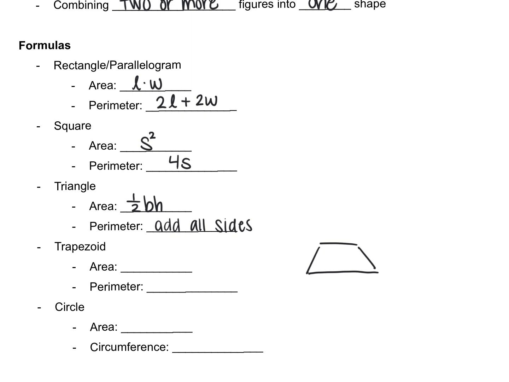So the area of a trapezoid is very similar to the area of a triangle. You're going to have 1/2, and then you're going to add your 2 bases and then multiply by your height. So your bases are the 2 parallel sides, and then the height, just like with a triangle, is the height that goes straight up and down in the trapezoid. And then for the perimeter of a trapezoid, again, no real specific formula. You just add all sides.